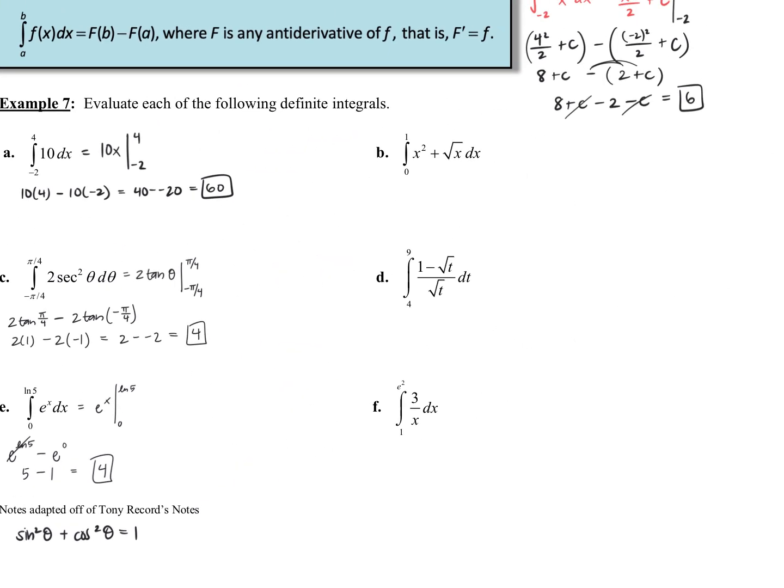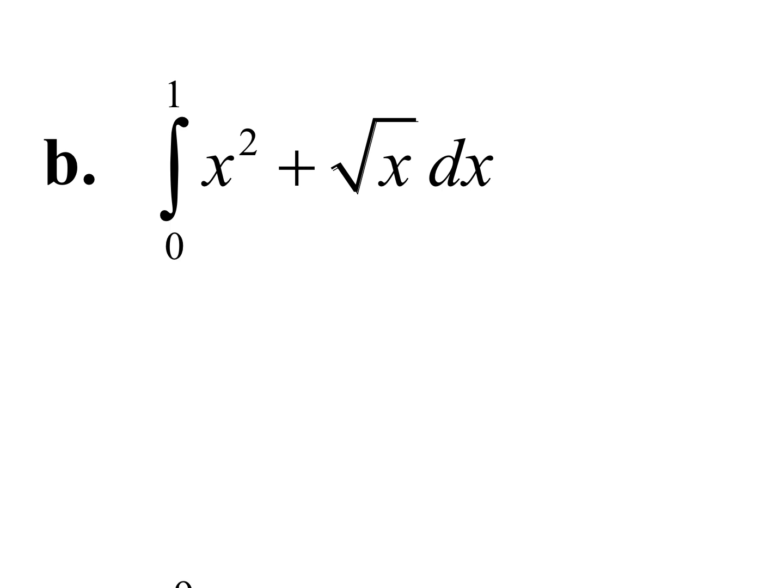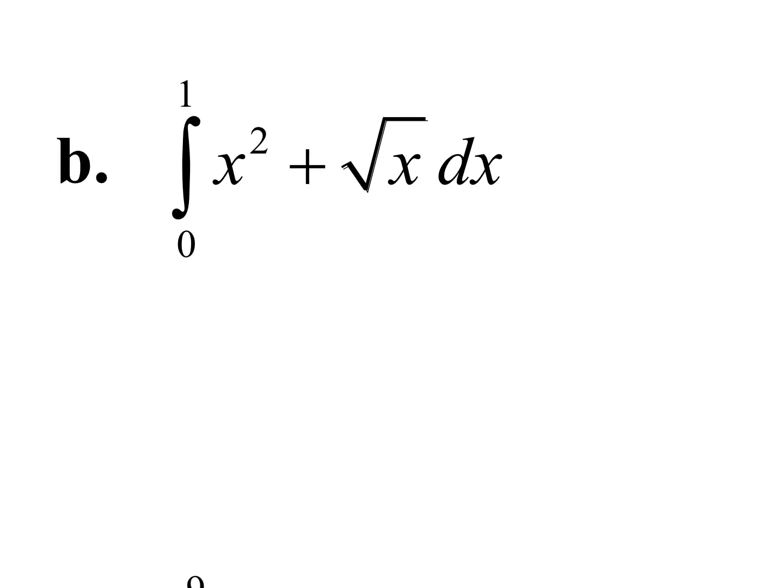Alrighty. Moving on back to letter B. We've got x squared plus the square root of x. So I'm going to think about this one as x to the 1/2, but I'm not going to rewrite it completely. So I'm going to integrate x squared. If I integrate x squared, what do I get? X cubed over 3. So I add 1 and then divide by that same number.